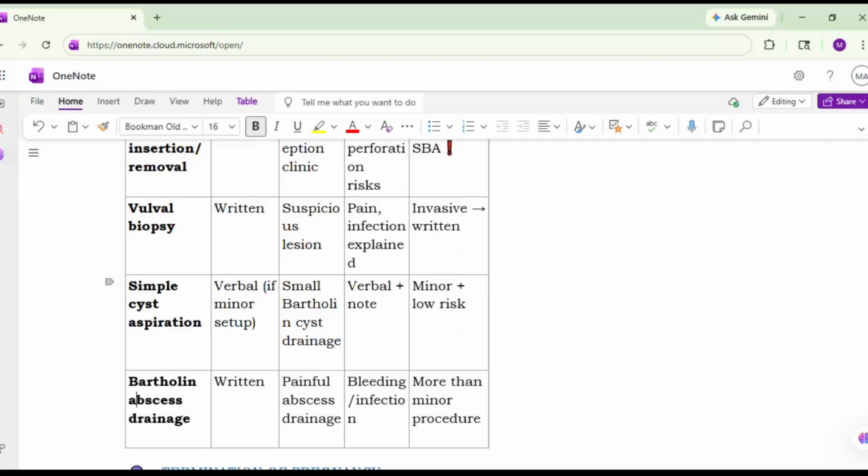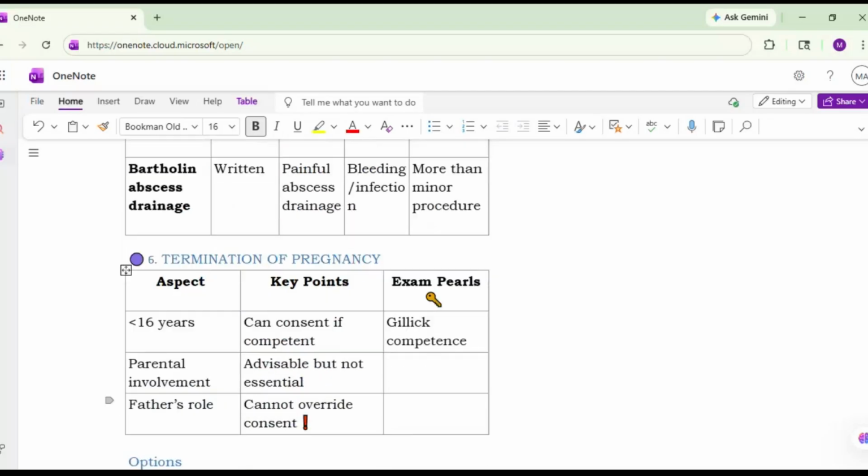Now if there is a local cyst and we are going to aspirate it, then verbal consent is okay. But if you are going to do abscess drainage, then written consent is needed. If we are putting the needle and aspirating the content, it is a minor, low risk procedure, so verbal consent is more than sufficient. So for Bartholin's, if we are going to aspirate, verbal is fine, but if it is abscess drainage, it is written consent. It is a painful abscess drainage, so bleeding and infection are the risks, and it is more than a minor procedure. Breast examination, only verbal is okay.